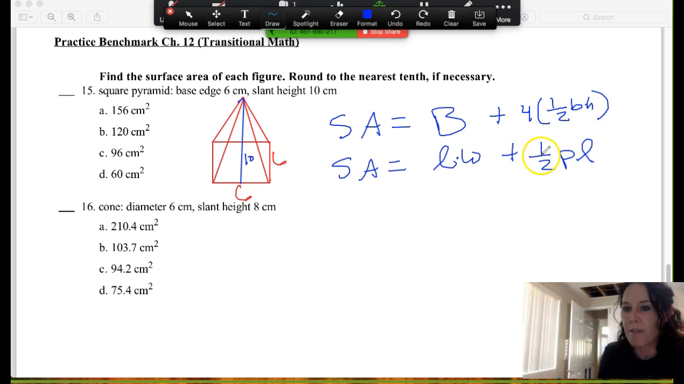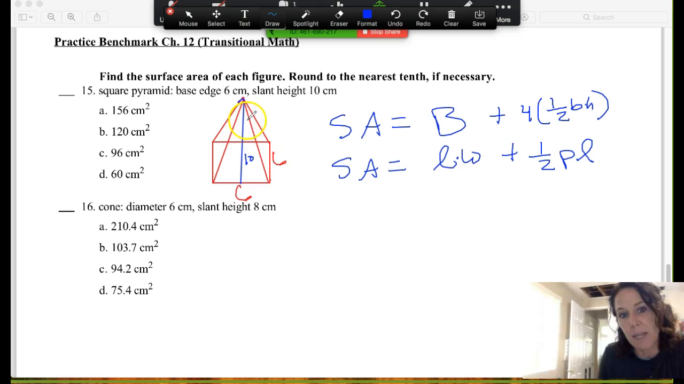Instead of the base times the height for each triangle, I'm going to do the perimeter of the base. So I'm going to do 1/2 6 times 10 for this one, 1/2 6 times 10 for that one, 1/2 6 times 10 for that one, 1/2 6 times 10 for that one. Or I could just do all the bases together times the slant height times 1/2. That's what this gives us. Or you could do each triangle and then there's 4 of them. Either way you want to look at it.